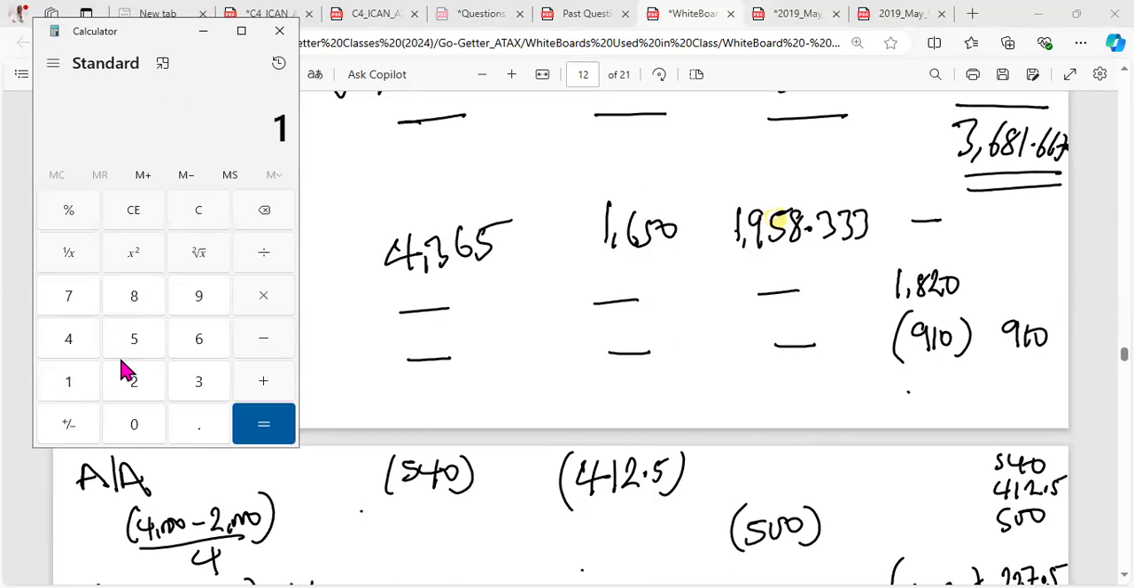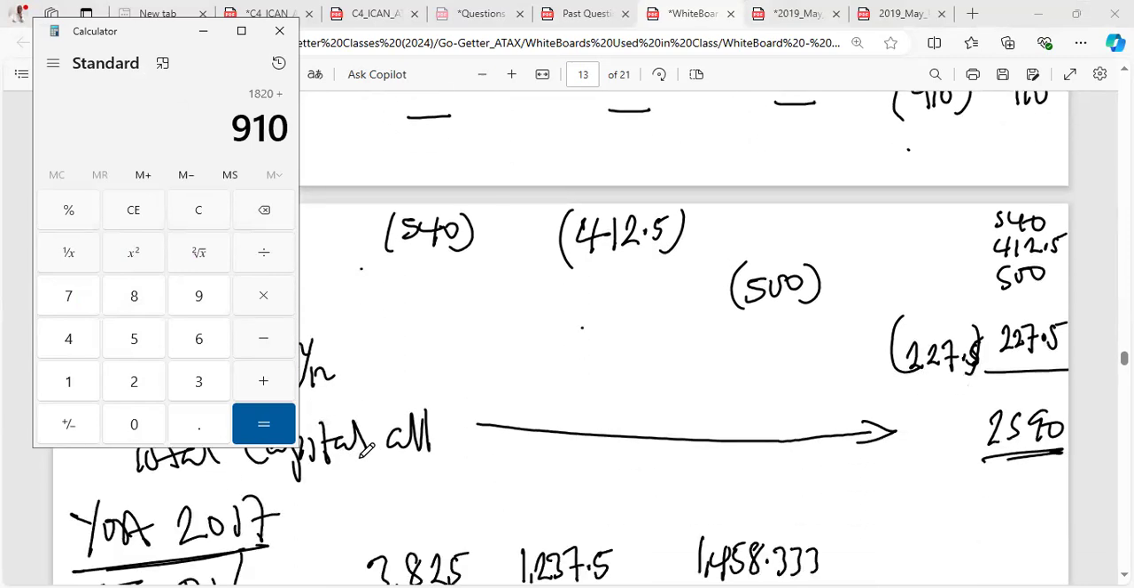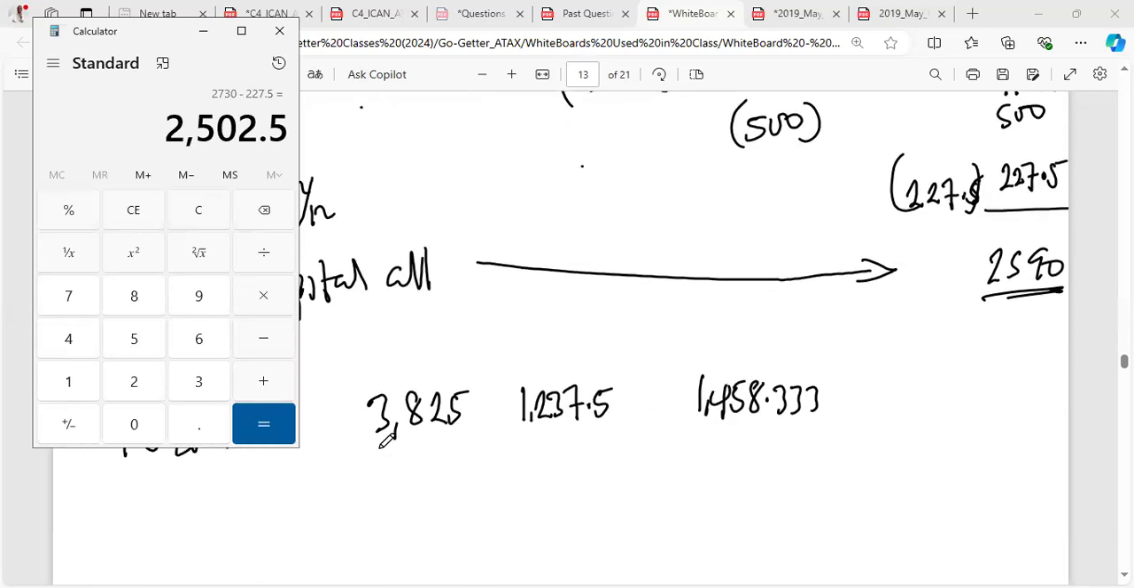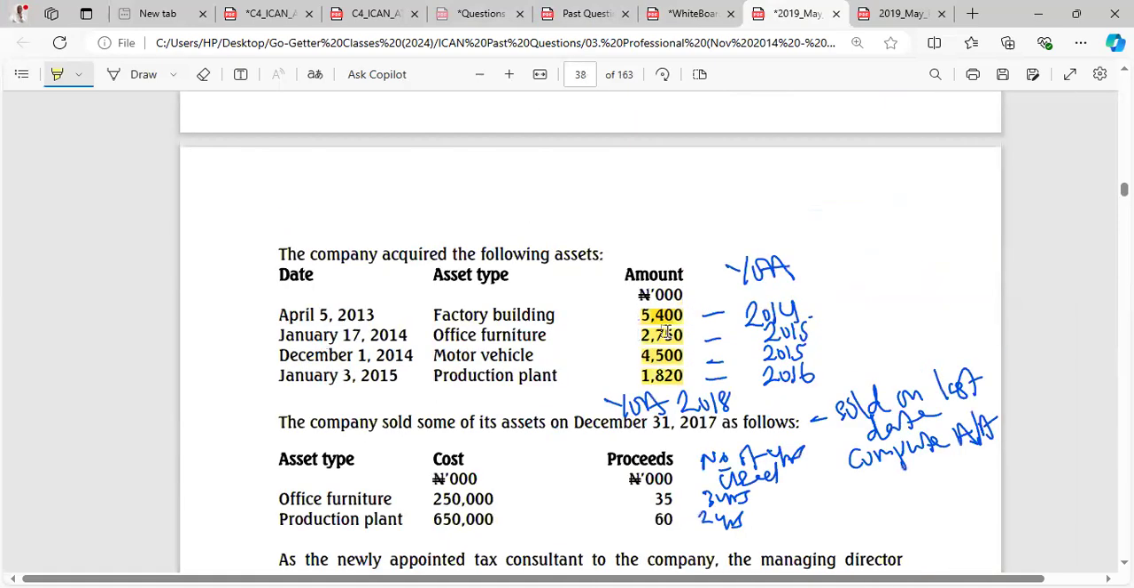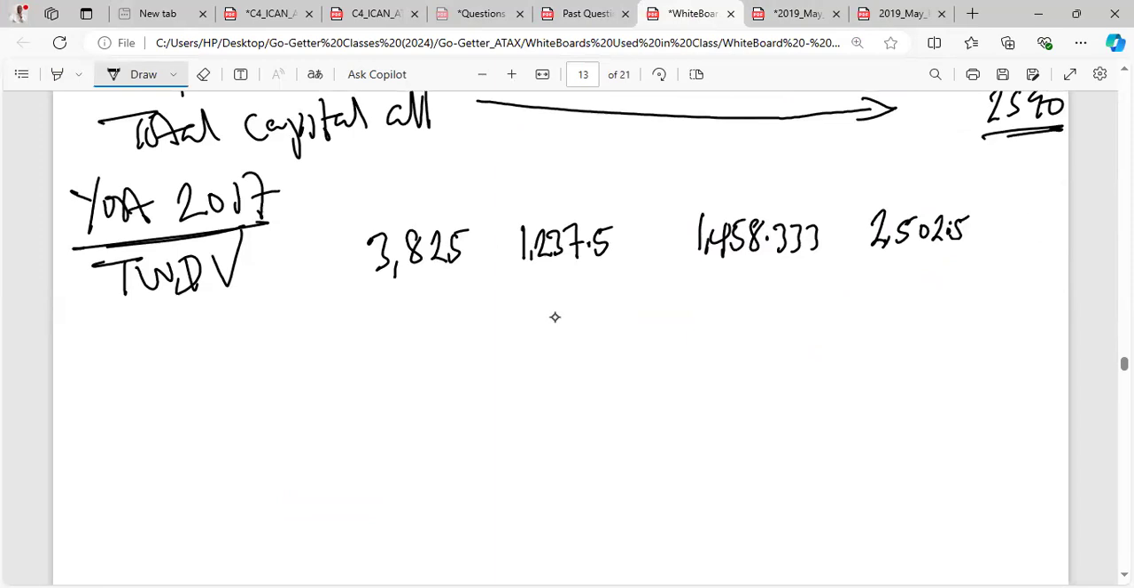Then of course we have 1820 plus 910 minus 227.5. That will give me 2502.5. Alright, that is your tax written down value. Did we buy any assets in that year? We finished all our purchases, so we didn't buy any assets in that year. So we will not claim initial allowance. So we will say annual allowance.